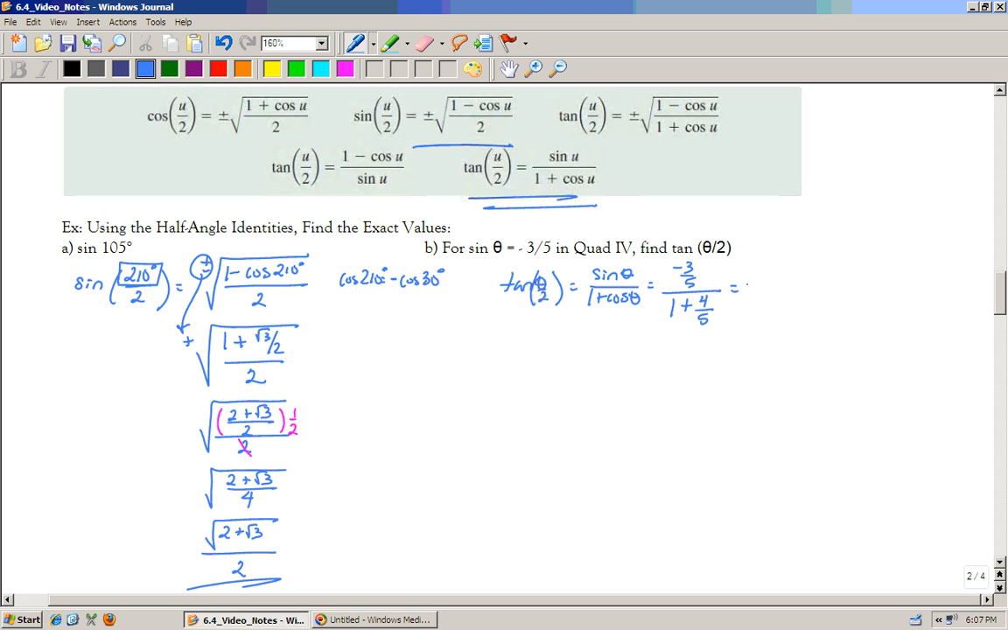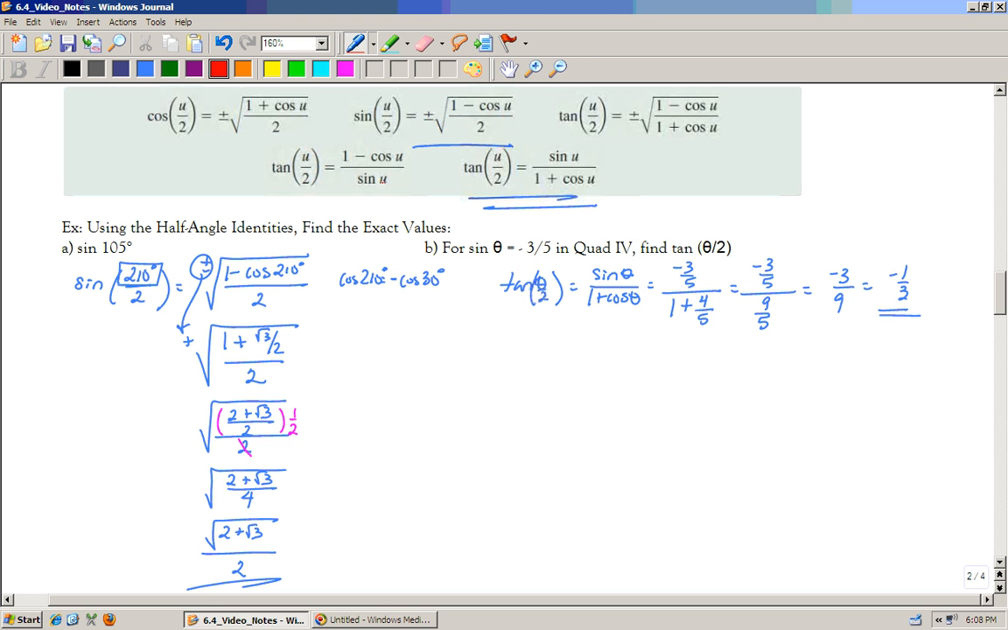So we just have to simplify that. We have negative 3/5 in the numerator. 5/5 plus 4/5 is 9/5. When you flip and multiply, the 5's cancel. You're left with negative 3/9, which reduces to negative 1/3, which also makes sense, because a fourth quadrant angle is going to be negative for tangent. That's using the last formula.